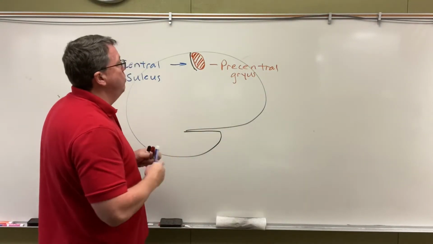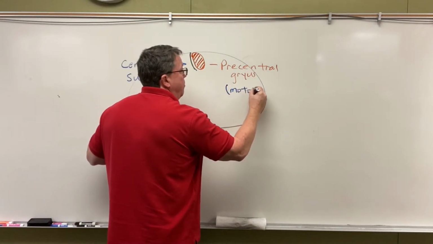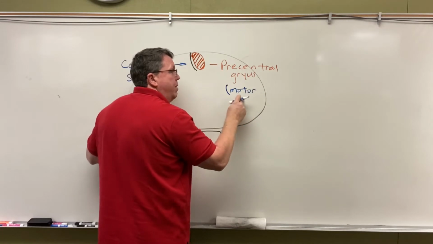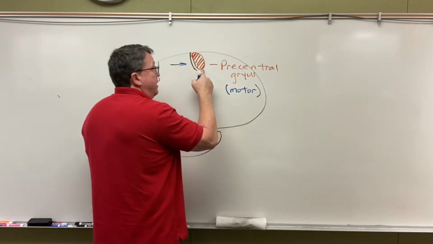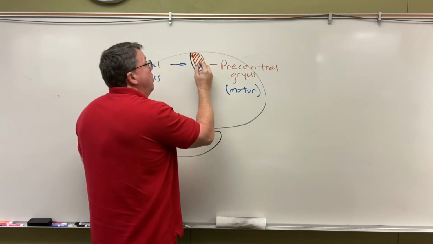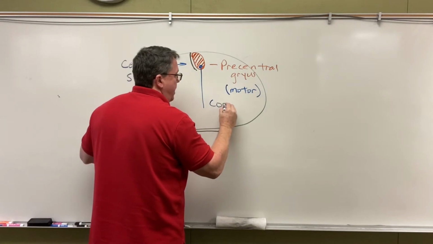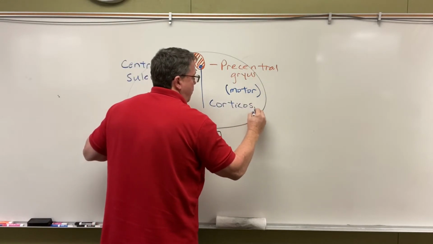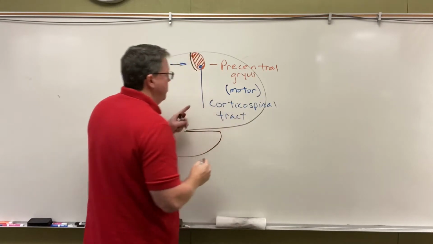So this is where my motor movements start. So what I'm going to do real quick is, again, this is where motor starts. Motor meaning muscle. So this is where my motor movements start. My muscle movements start here, right? They're going to start here. So the name of the tract is called the corticospinal tract. Okay, so we have the corticospinal tract.